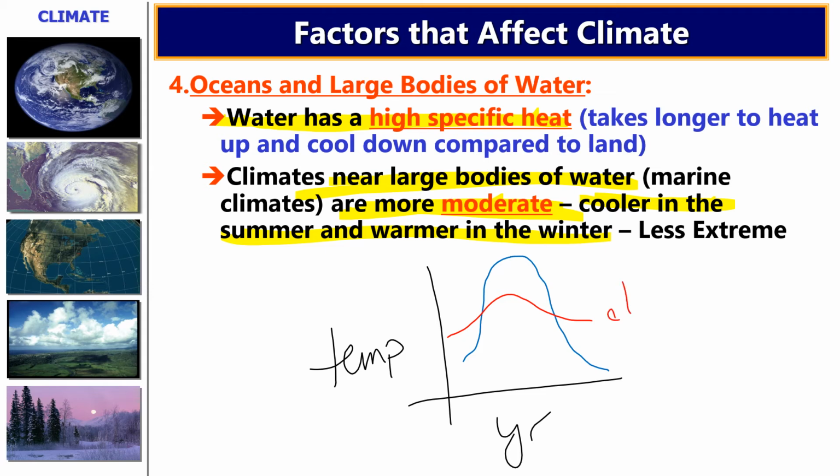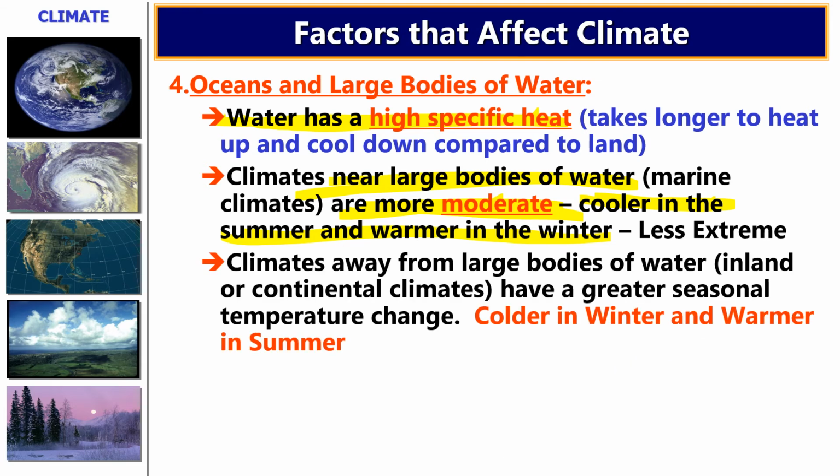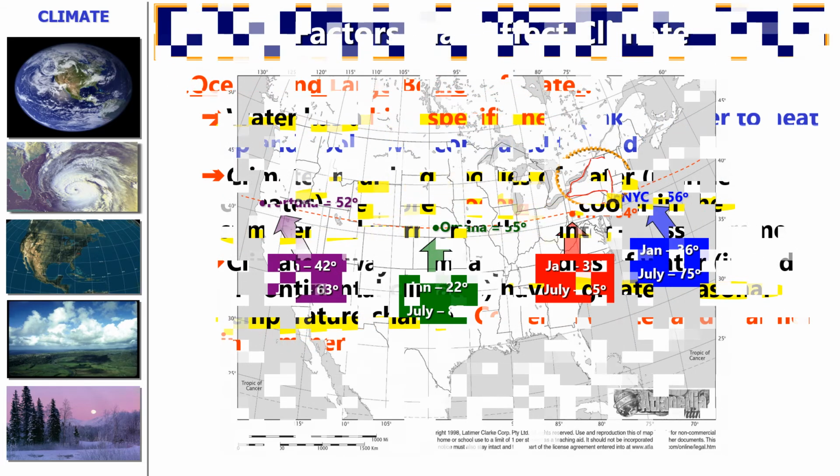So again, this is close to water, you have an average temperature. This is far from water, you have a more extreme temperature in there. So continuing that, climates away have more extreme or greater seasonal variations. They have cold winters and hot summers.